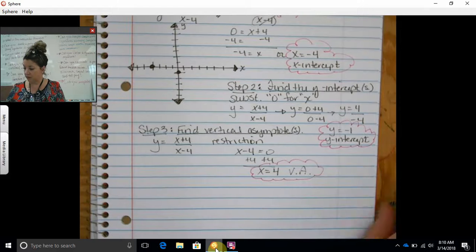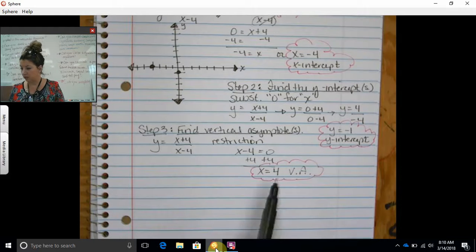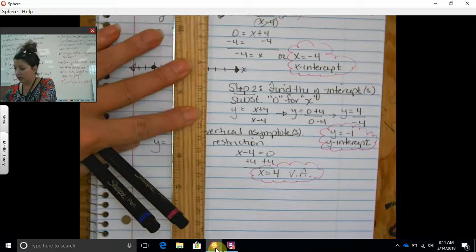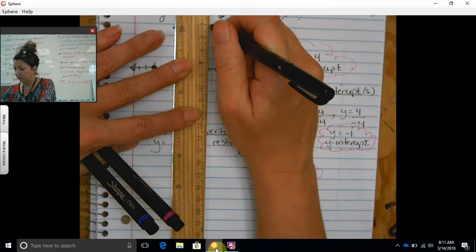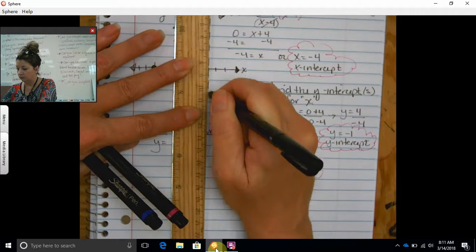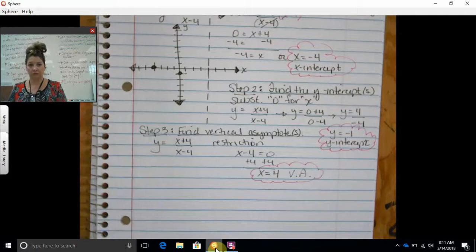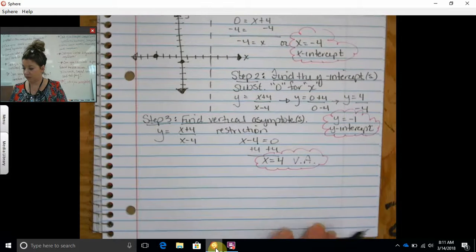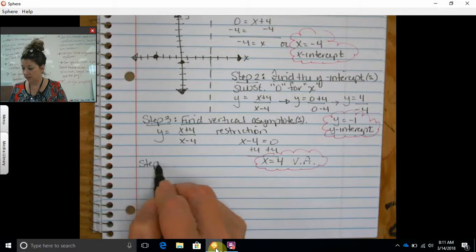So the vertical asymptote is up and down. It goes through +4. So 1, 2, 3, 4. Go ahead and sketch that in. Just do a dashed line. I know my y-axis is a little curvy. Do we have any questions? I know I'm going through this one kind of fast because of time.